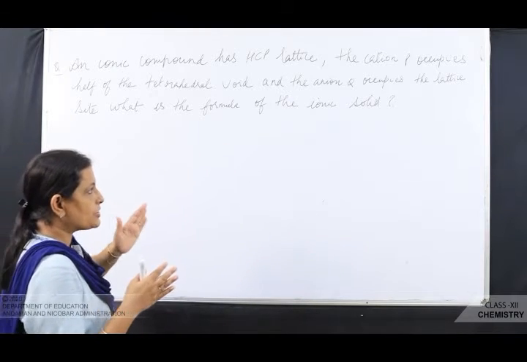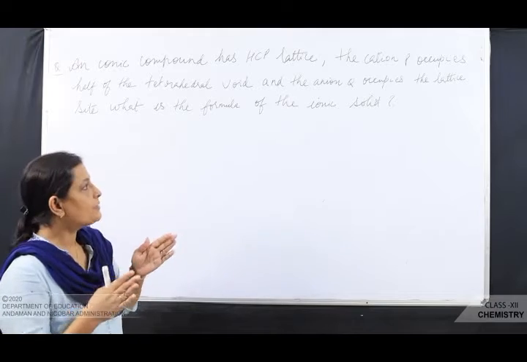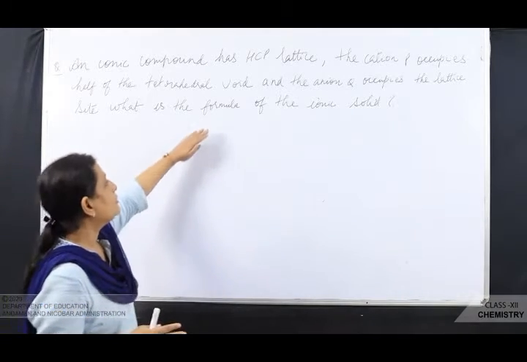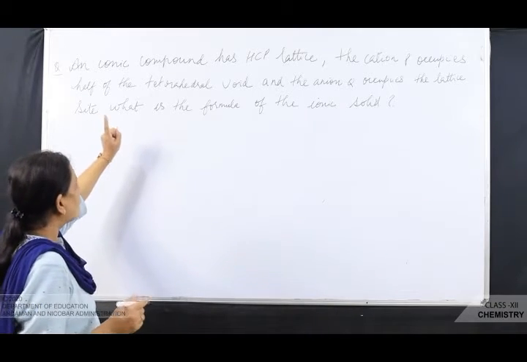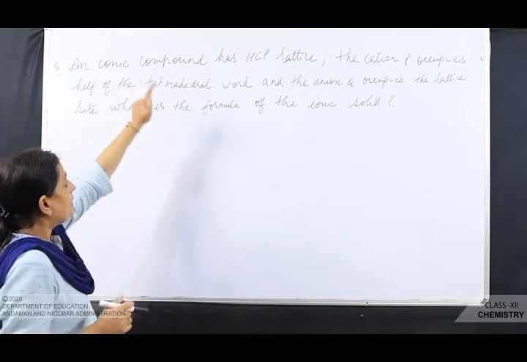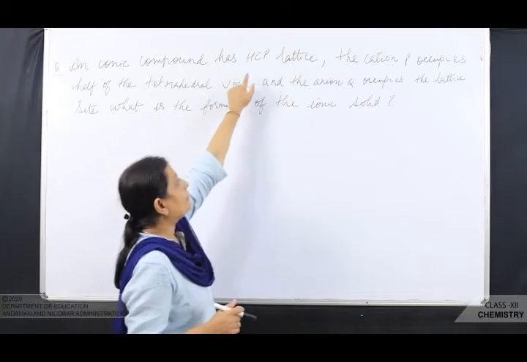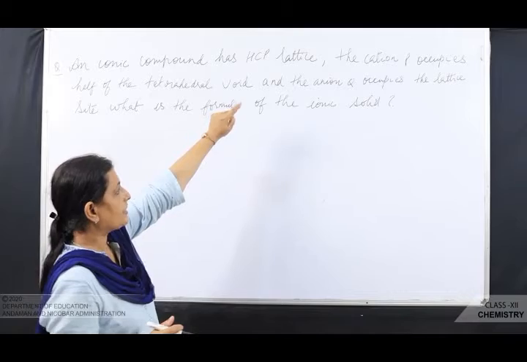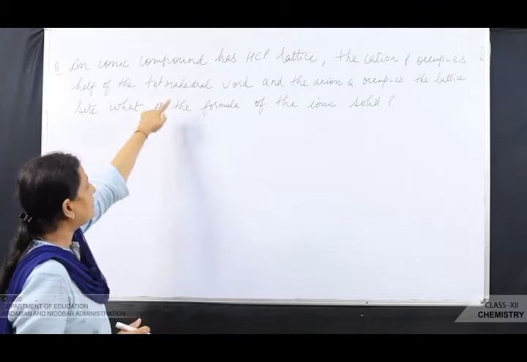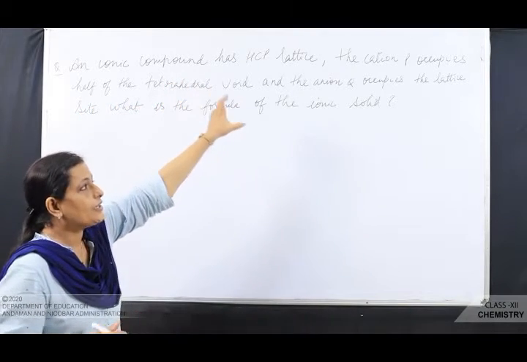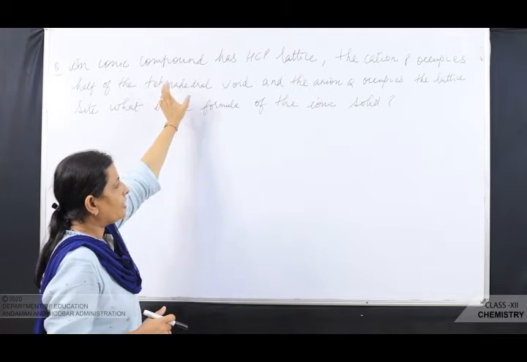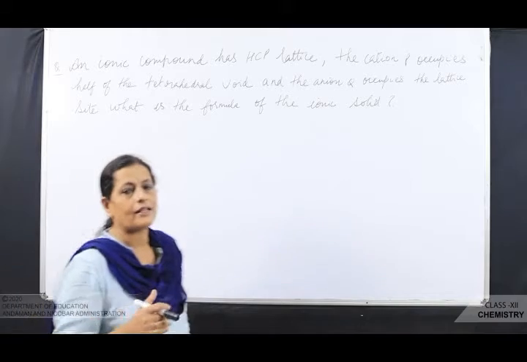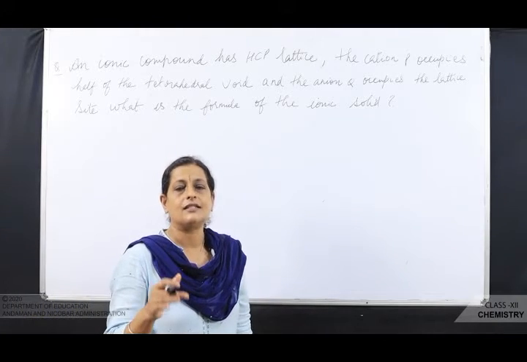So, using the relationship between the number of spheres and the number of voids, that is either tetrahedral or octahedral, we are going to solve this problem. First thing you have to identify is the lattice, which ion is occupying the lattice. See, an ionic compound has an HCP lattice. The cation P occupies half of the tetrahedral voids. So, the cation is occupying the tetrahedral void and the anion occupies the lattice site. Whichever is occupying the lattice site is considered to be the sphere.